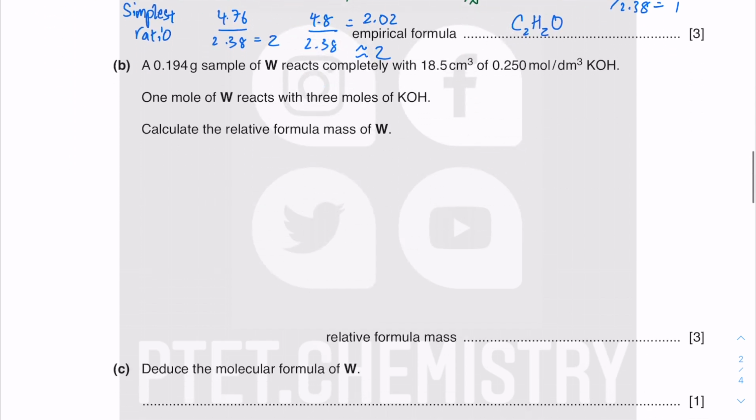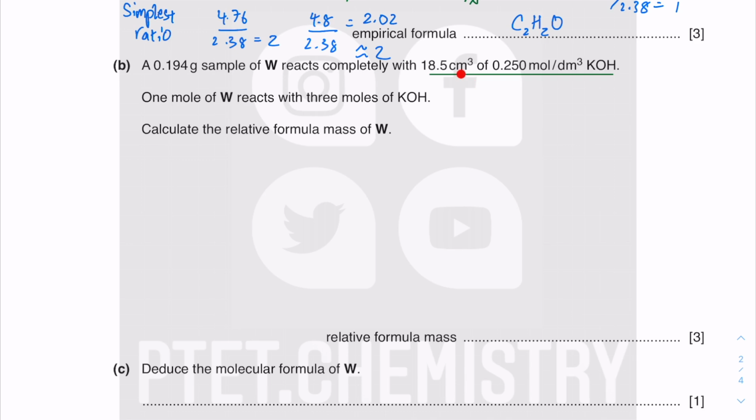On to the next one. So this looks a bit tricky. We do need to know how to calculate mole. Okay, so in hindsight, this should have been a question given after you have done mole concept.